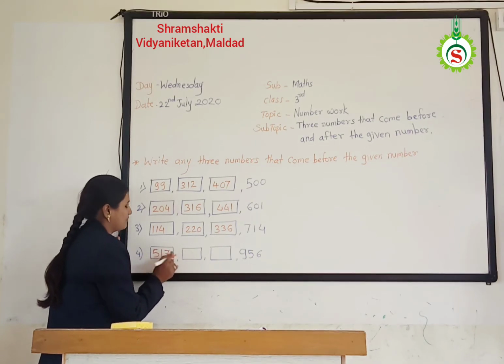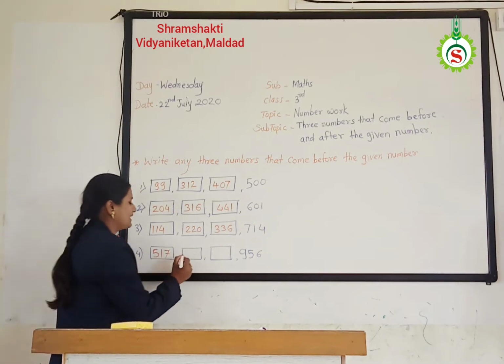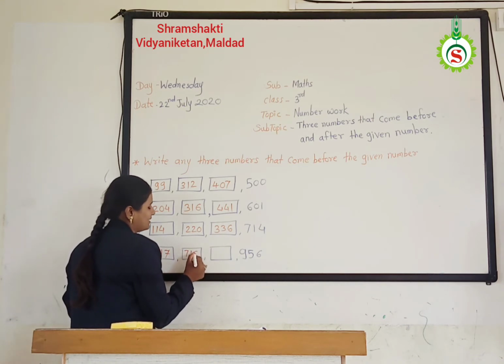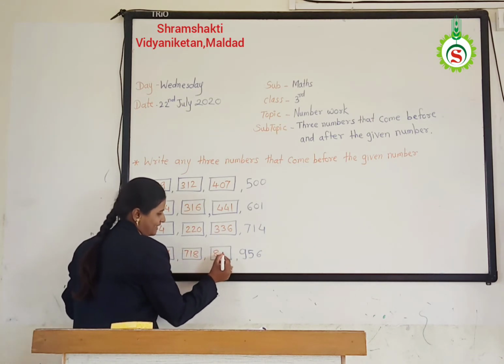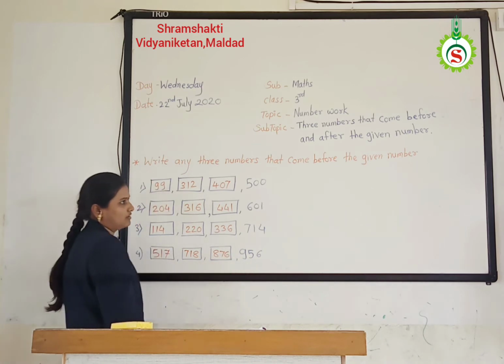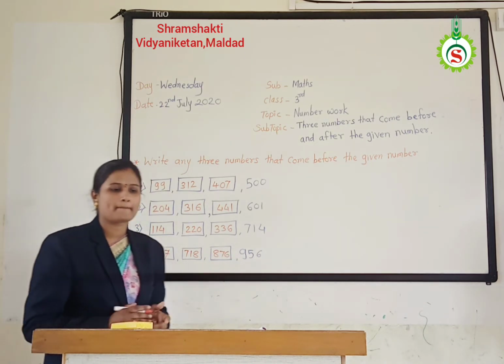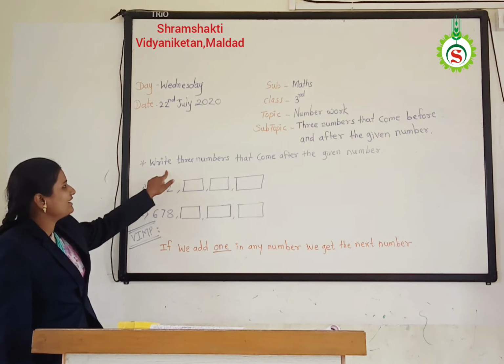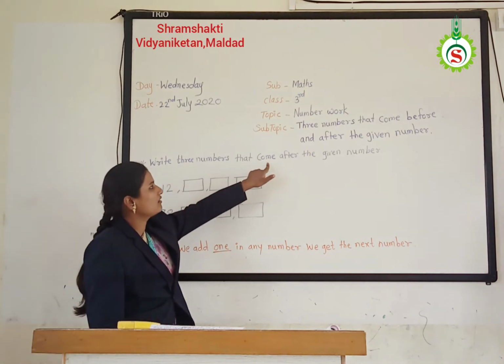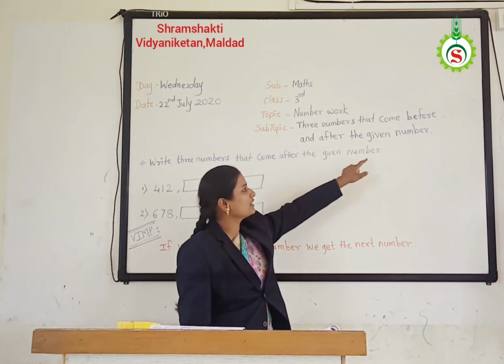516, 517, then 718, 876. Okay, write three numbers that come after the given number.